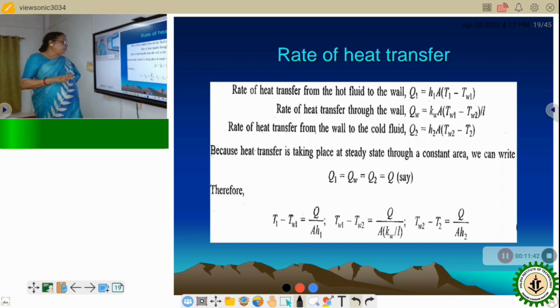Therefore T1 minus TW1 is equal to capital Q by A h1, and TW1 minus TW2 is equal to capital Q by A into Km by small l, and TW2 minus T2, that is the transfer of heat from the outer wall of the inner pipe to the cold fluid, is given by capital Q by A h2.